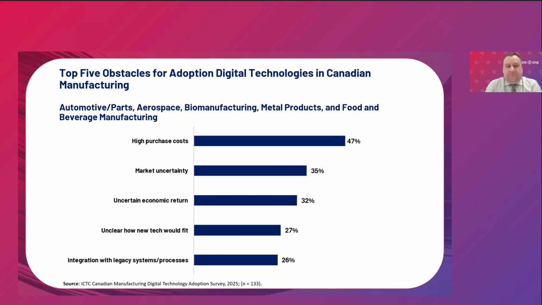When we look at some of the top obstacles for adoption of digital technologies in Canadian manufacturing across the five sectors we studied, some of the top reasons are the high purchase costs and the market uncertainty. That was particularly true with automotive, where they're not sure where they'll be in the next few years, and integration in the North American industry. Other obstacles are uncertain economic returns, unclear how the new tech will fit into their operations, and integration with legacy systems and process. We heard a lot of that, especially from food and beverage, where some of these operations have been running for decades, and often they have machinery from decades ago that was never designed for sensors or digital connectivity. So it's a major challenge to figure out how to get all of these different machinery and systems talking.